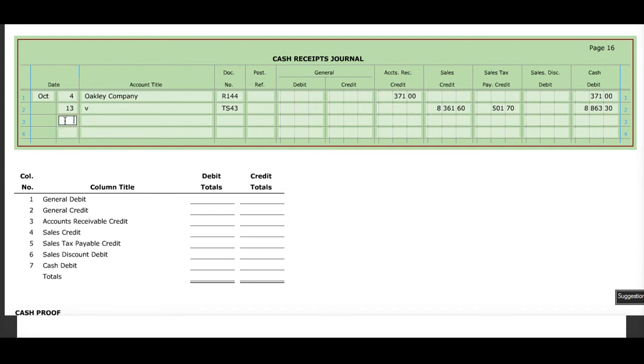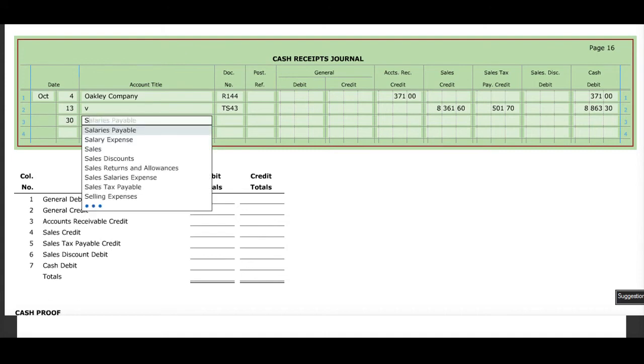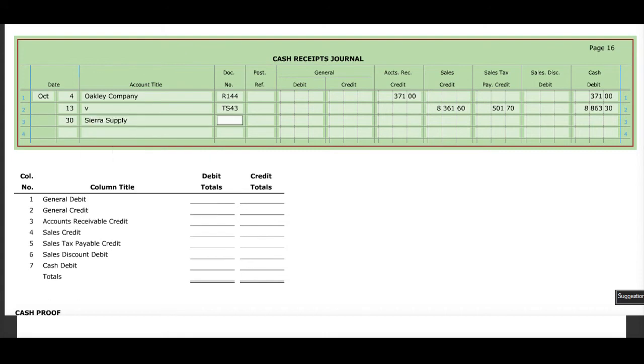Last transaction on the 30th, we received cash on account from Sierra Supply covering S97 for $5,989 less 2% discount, R145. So 30th, Sierra Supply, R145.